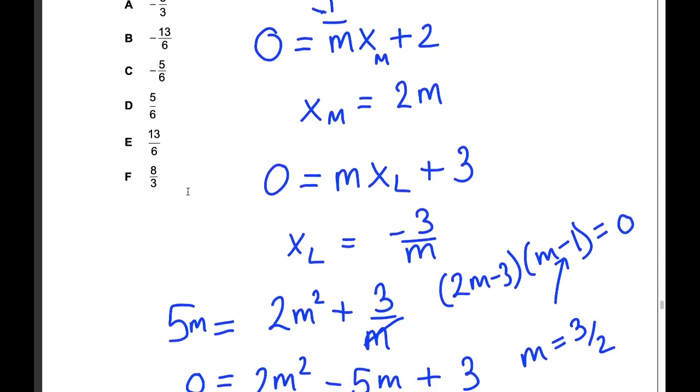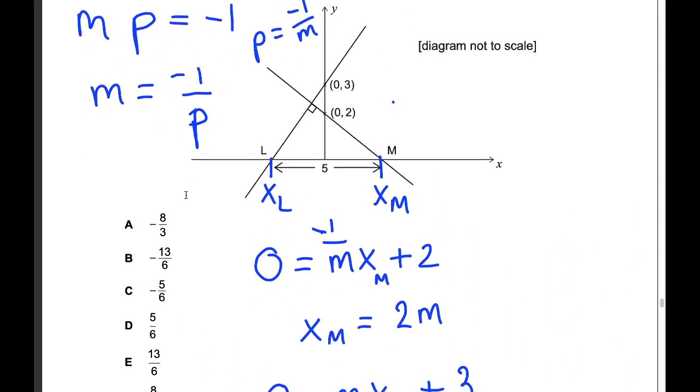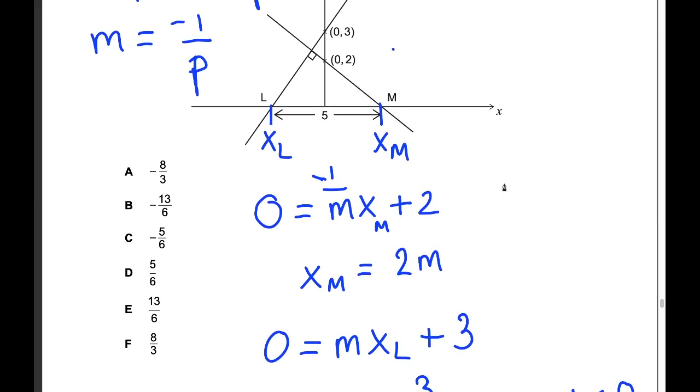Oh, I'm looking for m plus p. Read the question. Okay, so p is minus 1 over m. So flip it and change the sign again. So we can do that by just saying that it's 3 over 2. So this is m plus p.